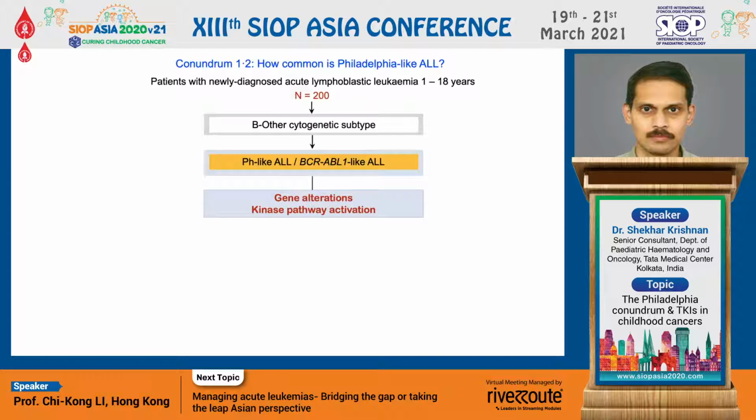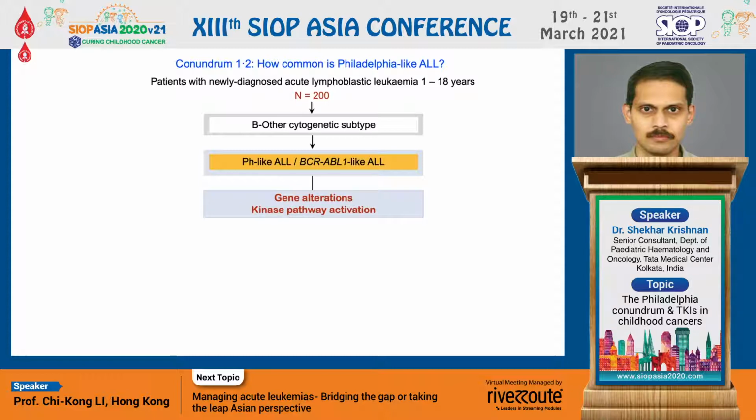Now, when we look at how common is it, why are we talking about it? Let's put it into context. Again, let's go through the flow. Patients with newly diagnosed leukemia, children. Let's say we have 200 children. We have identified a B-other cytogenetic subtype by excluding the other recurrent cytogenetic abnormalities. Now we are confronted with the question: is this Ph-like ALL?